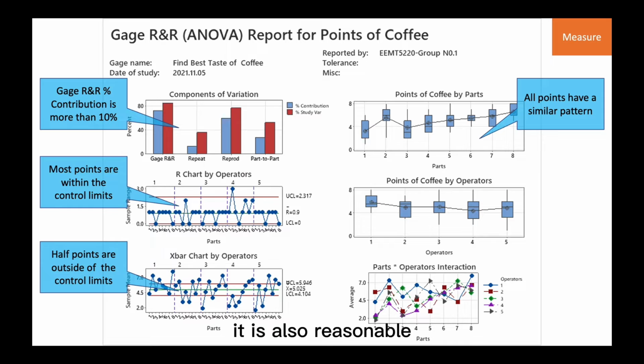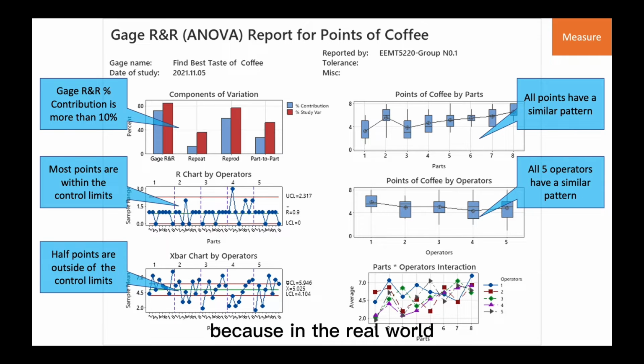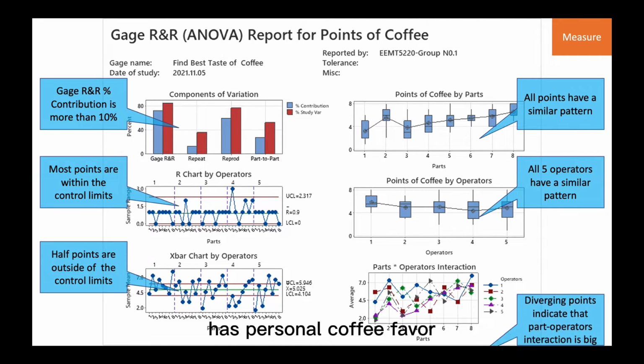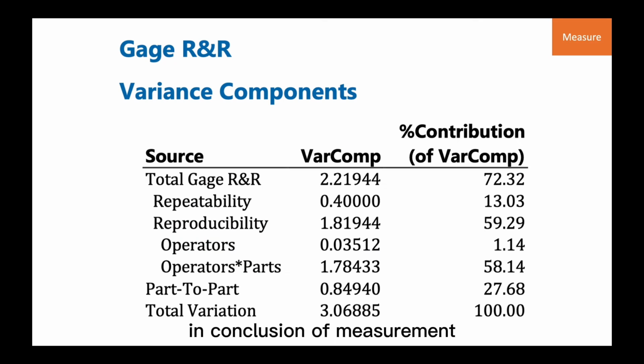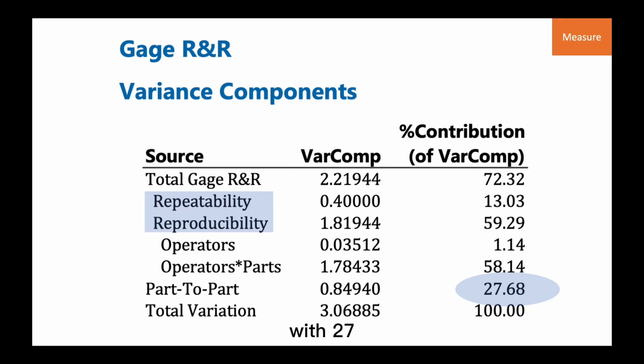However, it is also reasonable because in the real world, every individual has personal coffee flavor. In conclusion of measurement system analysis, the measure system is unacceptable and should be amended. However, the part-to-part could still explain 27% variation, which means that we still could trust our data with 27% confidence.